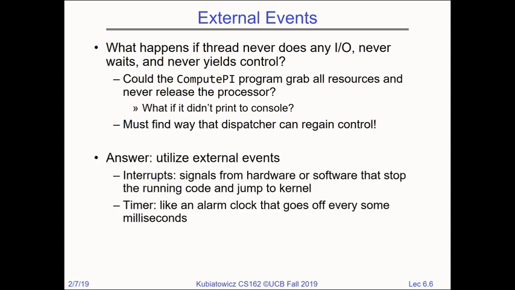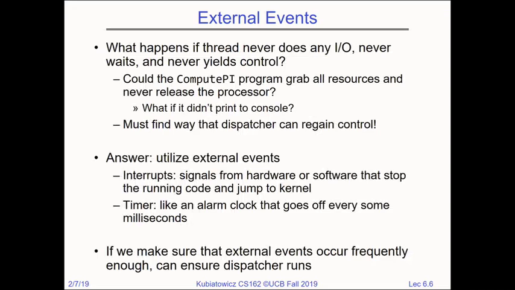So how do we do that? Well, we utilize external events like interrupts, timers, etc. The interrupts could be from actual devices like network I/O or the disk coming back. It's important to always have a regular source of interrupts so there's always an interrupt every so often, so that we always switch. And if we make sure these external events happen frequently enough, then we make sure the dispatcher runs, and we constantly run new thread and switch, and so everybody gets to go. So how does that look?